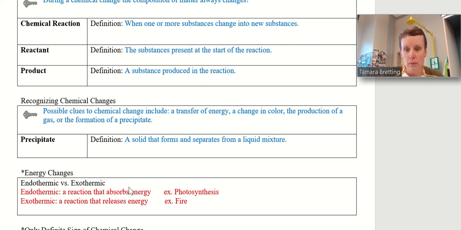But we're going to look at energy changes as being either endothermic or exothermic. Okay, endothermic is a reaction that absorbs energy. Now we see thermic, we think heat, and yes, that is one possibility. It could absorb heat. But in this example, photosynthesis, that's a very familiar example to us, having already taken biology. That's not absorbing heat, it's absorbing light. So that's an endothermic chemical process. Exothermic is a reaction that releases energy.